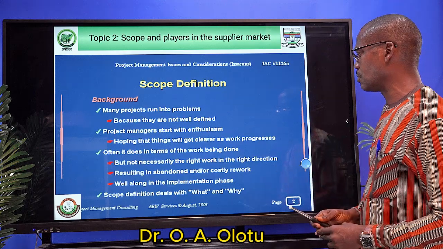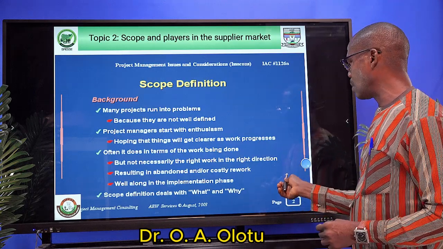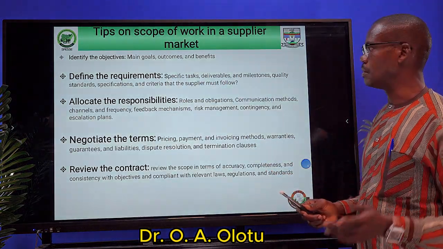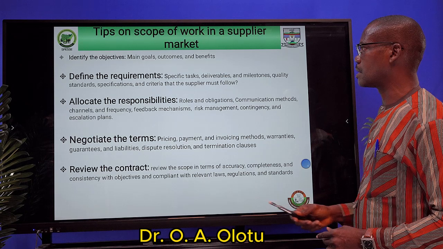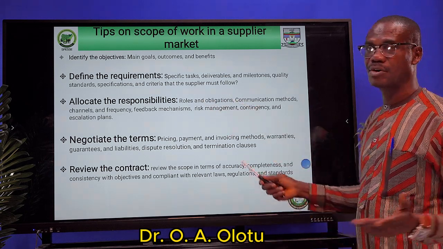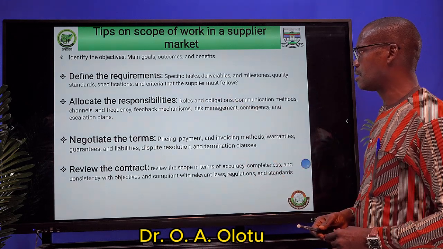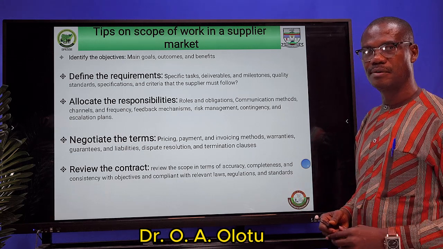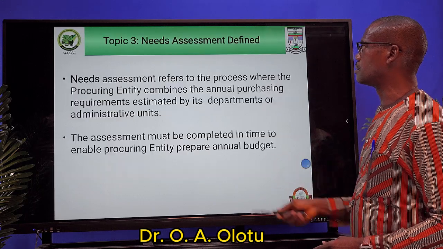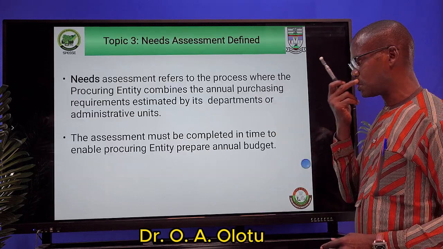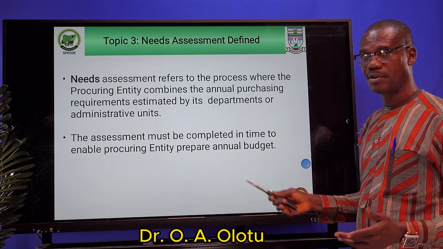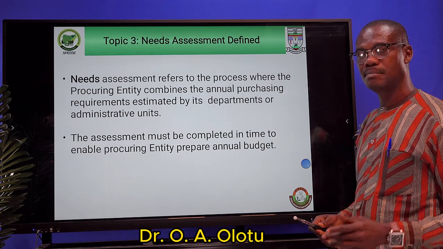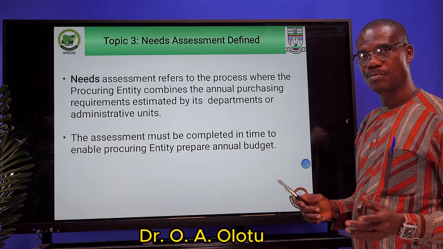So you must define your scope and you must know what you want to do, why you want to do it, and at the same time the extent to which you want to go about it. So it is very important, as I said, that you define your requirements. Then you have to allocate the responsibilities, negotiate the terms, and of course review the contract before you go into signing the contract. This material will be available to you, so you'll be able to have more understanding on the market analysis, market research analysis, as well as the scope.